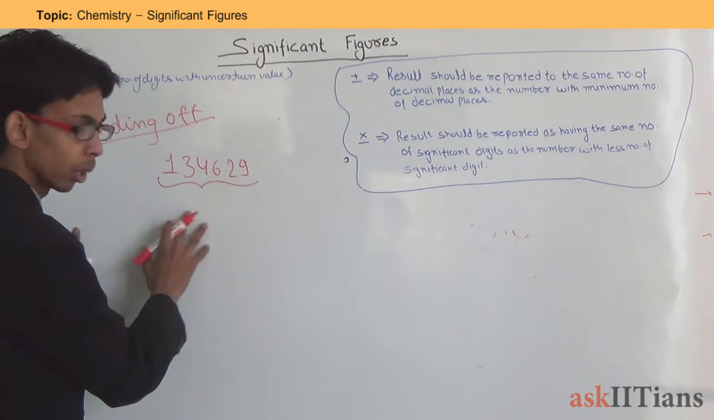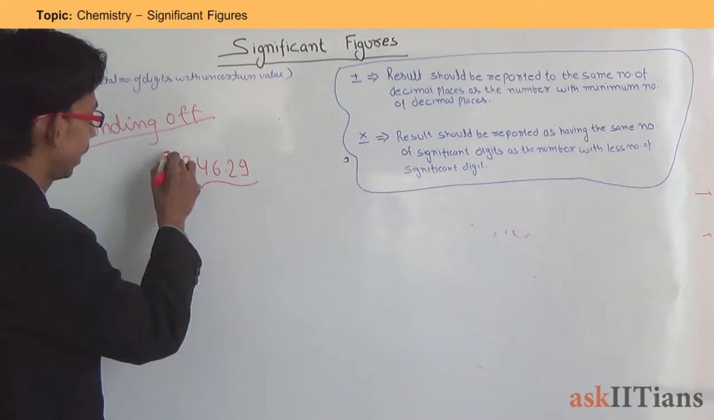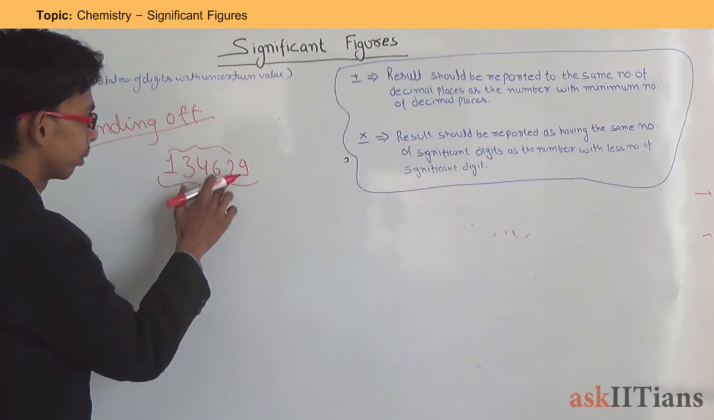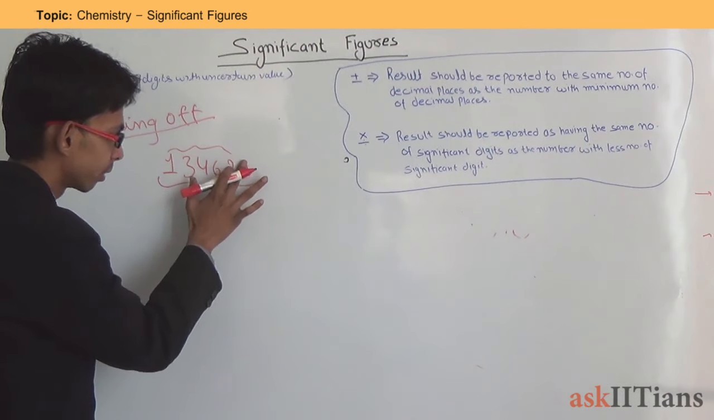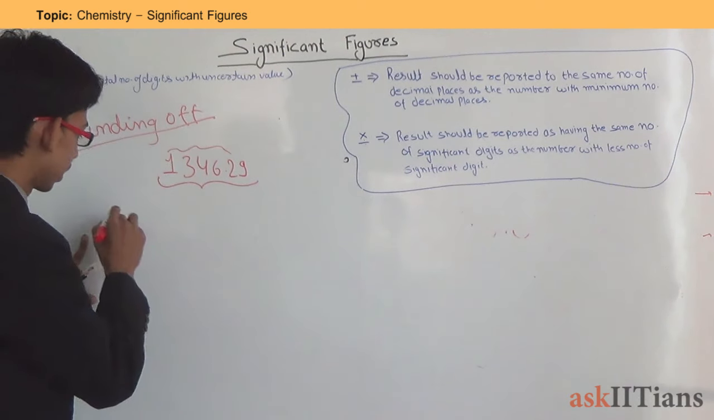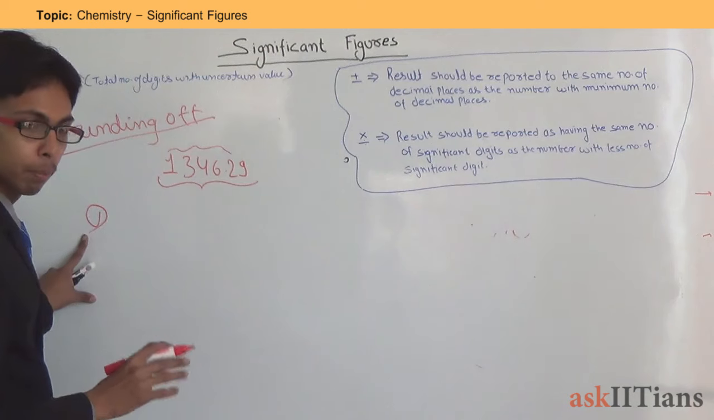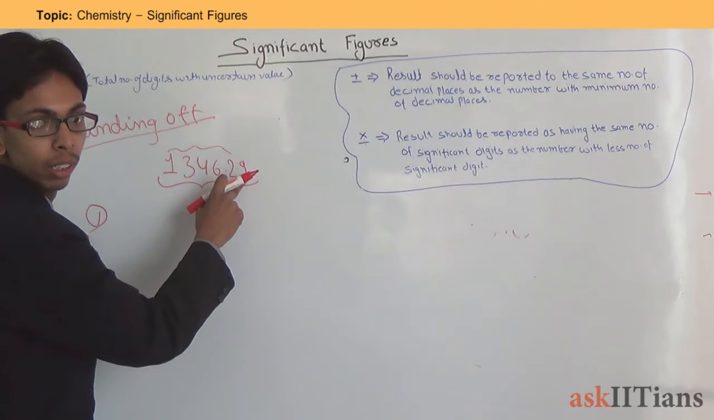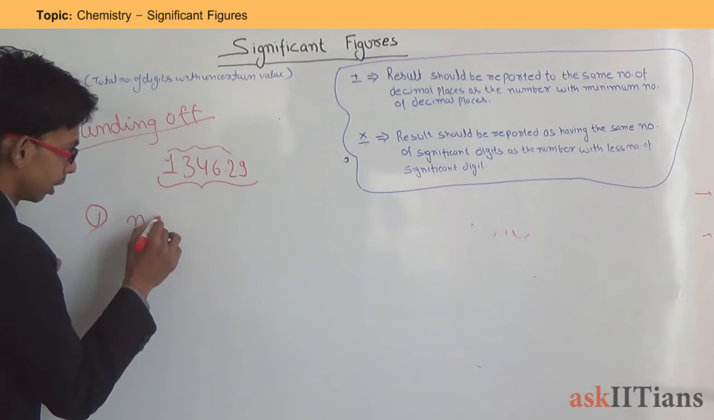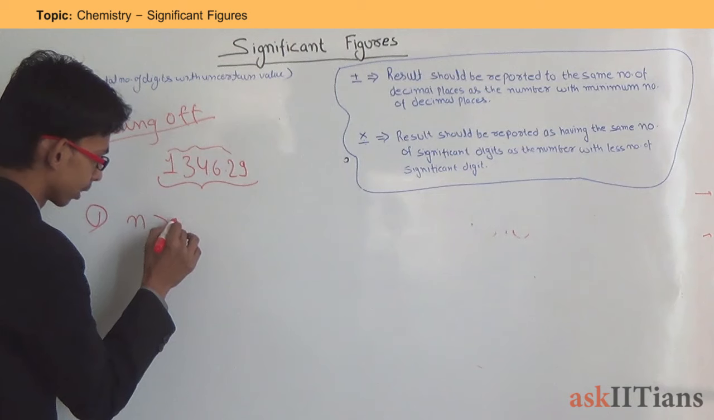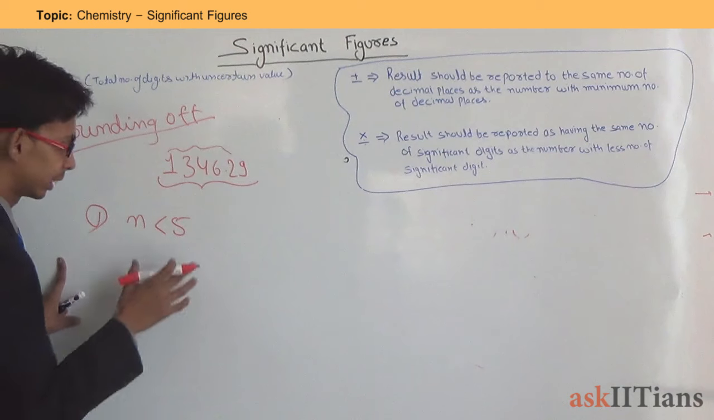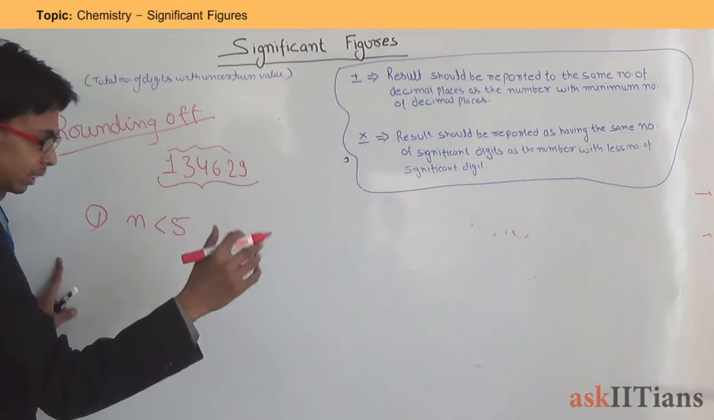In order to round off, let's say we want to round it off up to 5 significant digits, 1, 2, 3, 4, 5. We want to remove this last one. So there are certain rules for this. The first rule is, if the number to be removed is smaller than 5, then we can just remove it as such.